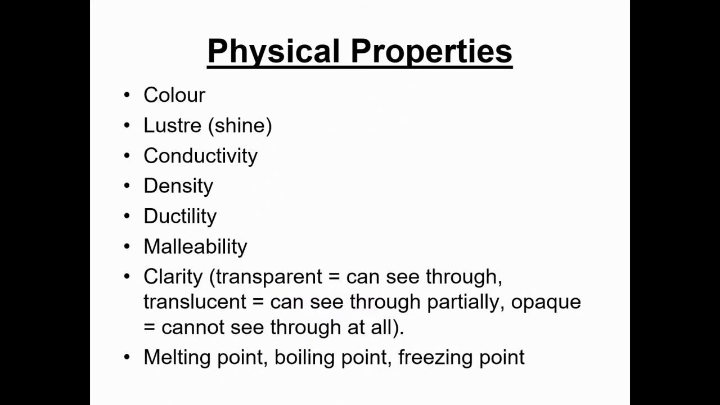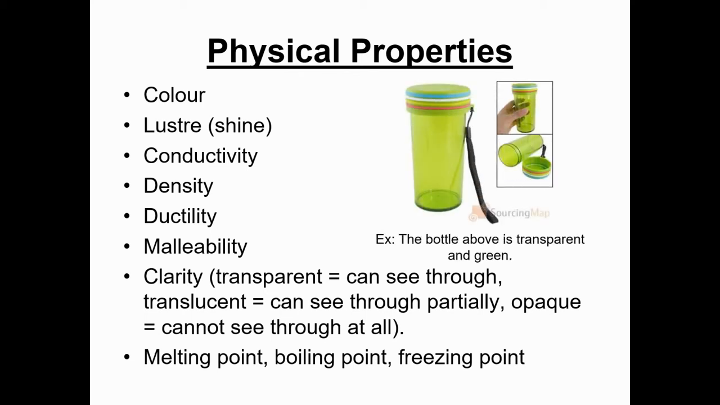Clarity is another physical property. It refers to how easily you can see through something, and that relates to how easily light can pass through it or not. If I look at this bottle here, I could describe various things about it in terms of properties. I could tell you its color. Its color is green. Well, there are other colors there too: blue, red, and white, but it's green. And I want you to get that you can see through it. The fact that you can see through this quite well, actually very clearly, makes this bottle transparent. So when I say transparent, that means I can see through it very easily.